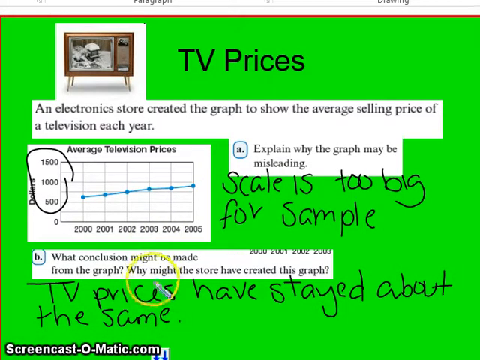Now the real question, why might the store have created this graph? Why do you think they would have created a graph that made you think that television prices were staying roughly the same? Well, they want you to buy a TV. Obviously, that's what they're going for. So they sort of want to lead you to believe that what you paid for your old TV, maybe back in 2000, is about the same as what you're going to pay for your new TV in 2005 or 2006 or 2007, when in fact that's not true.